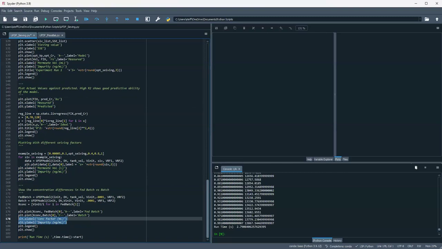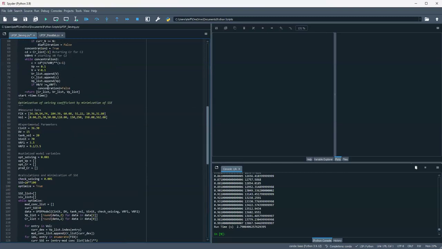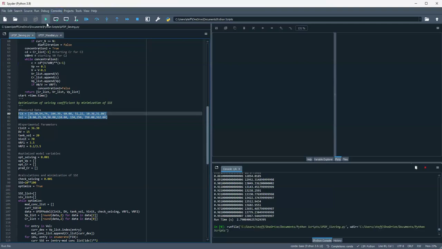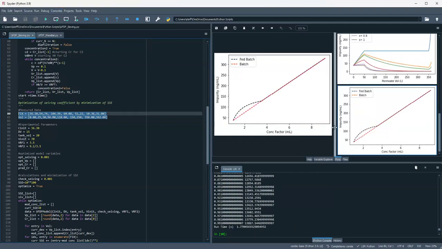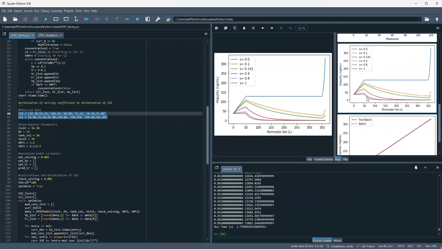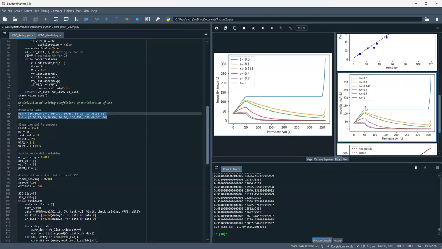So I have some dummy data in here for an impurity at different permeate volumes. I'm going to highlight that. Remember, this is data that you'll change. This is experimental data. I'm going to run the code, and we have a comparison of fed batch and batch, which I showed you earlier. Another comparison of what the concentration will look like depending on the sieving factor. You saw one of these earlier. Those are pretty standard no matter what you put in for what I have here.